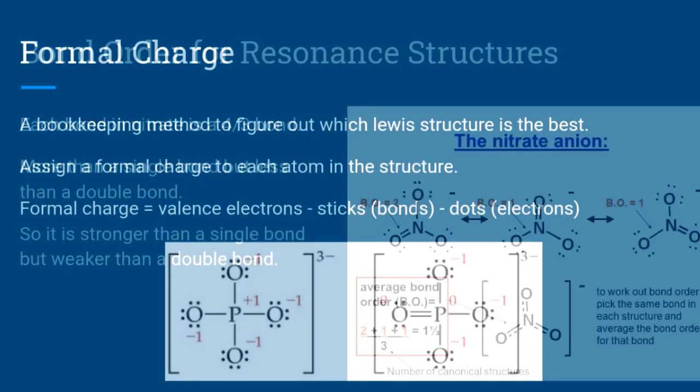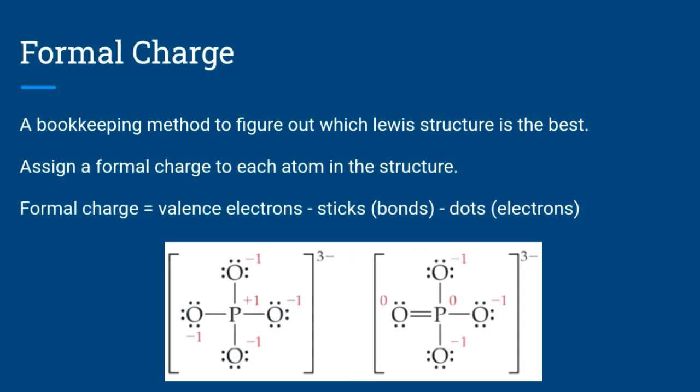So it's valence electrons, and this is just my version of it. There's more official versions out there, but I figured this one would probably be easier for y'all. It's the number of valence electrons minus sticks, and a stick is pretty much just a bond, minus dots, and by dots I mean electrons. So if you take the number of valence electrons, subtract the sticks, and subtract the dots, you will get your formal charge. You don't need to know polarity for this exam.